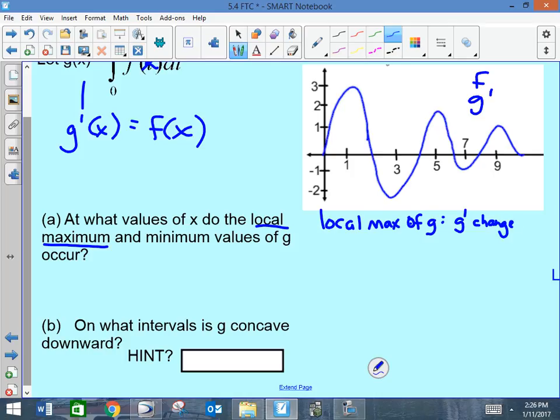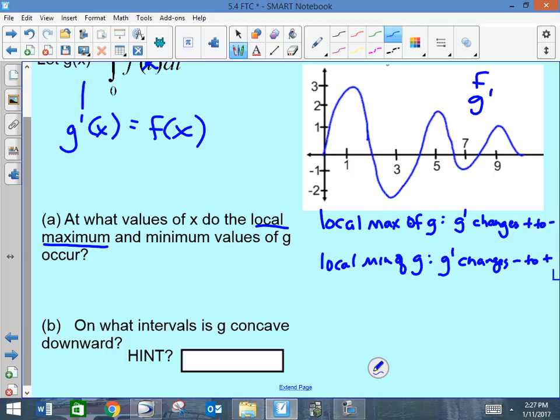Okay, good job. And the local min of g will be when g prime changes from negative to positive. Okay? Now, if you didn't know that theorem, I don't know how you'd go about solving it. Okay, so this is g prime.